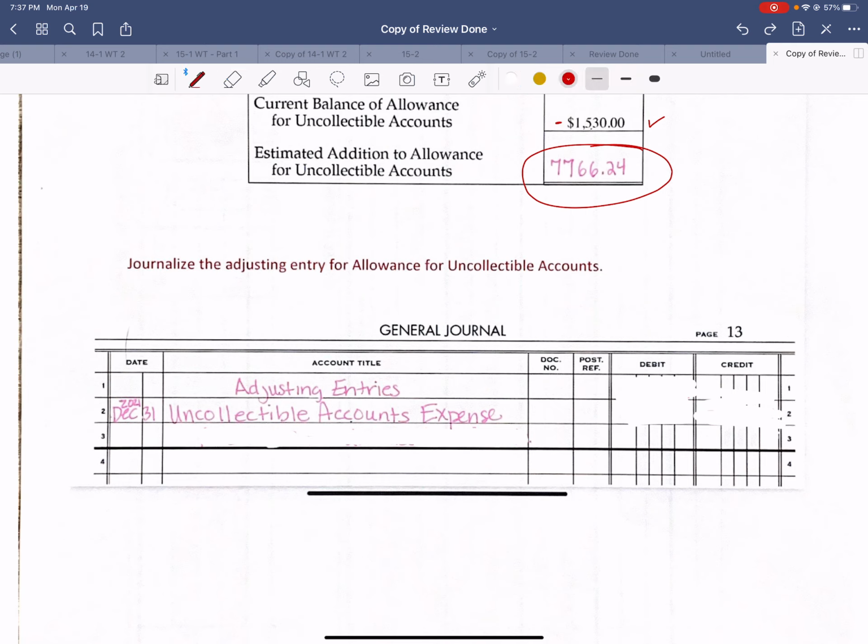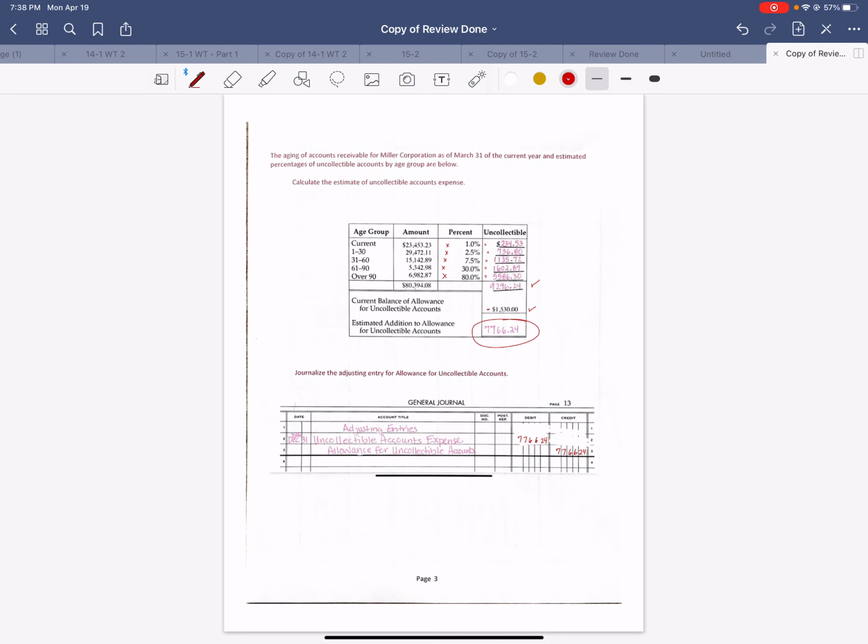Okay, so we have uncollectible accounts expense is $7,766.24. Our allowance for uncollectible accounts is for the same amount, a credit of $7,766.24. So that's how you work with the adjusting entry.